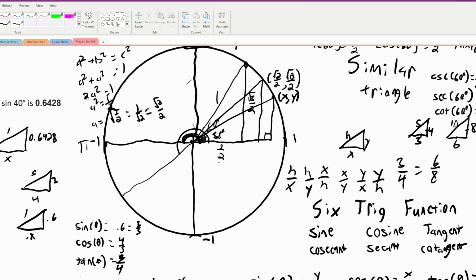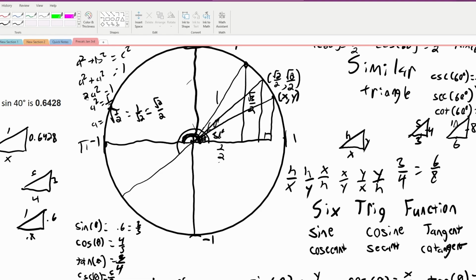For cosecant, we're going to get the reciprocal of sine. So we're going to get, instead of 3/5, we're going to get 5/3. Cosecant of theta equals 5/3. Secant of theta is going to equal the reciprocal of cosine, or 5/4. And cotangent of theta is going to be the reciprocal of tangent, or 4/3.